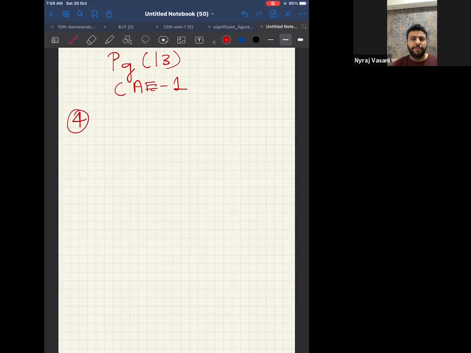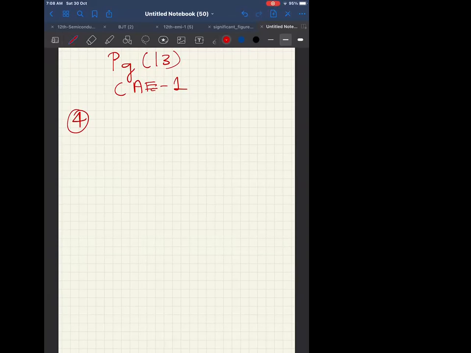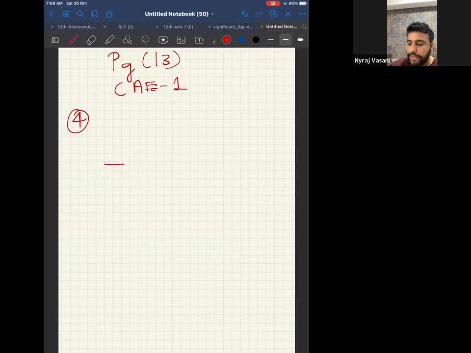In that, it is the fourth problem. Make a note. Once you get your module, you can mark it. So it is page 13, concept application exercise 1, and it is question number 4. The question is, which of the following is forward biased and which of the following is reverse biased in this particular diagram?